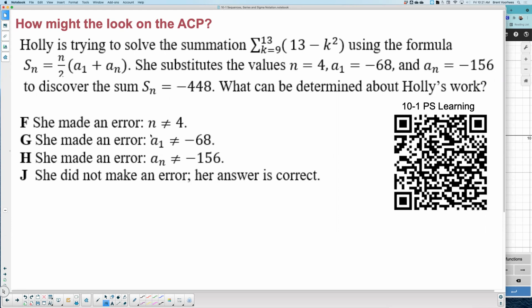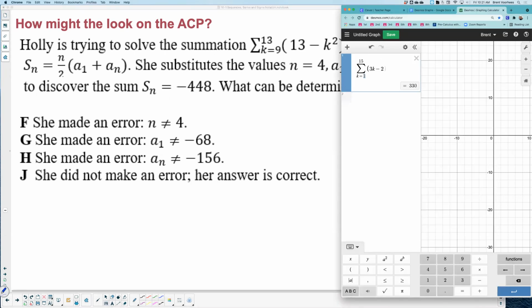So let's first find out, did she get the correct answer? What is her actual sum that she got in her work? According to the problem, what did she get as her sum? -448. Let's go see if that's even right. So let's first check that. I'm going to type in this formula. So it was K of 9 to 13, and the formula said 13 minus K squared. Did she get the right sum?